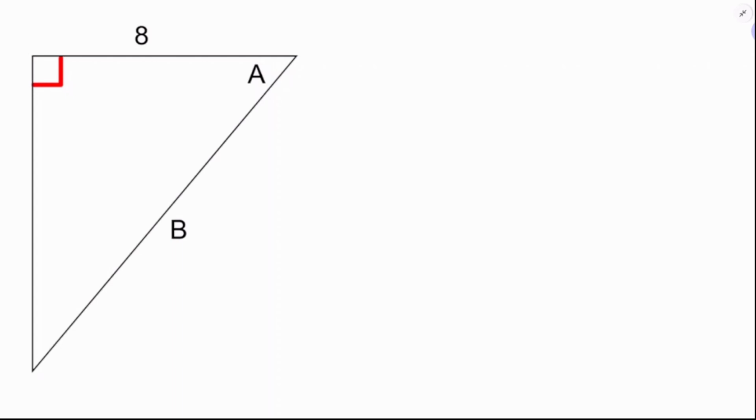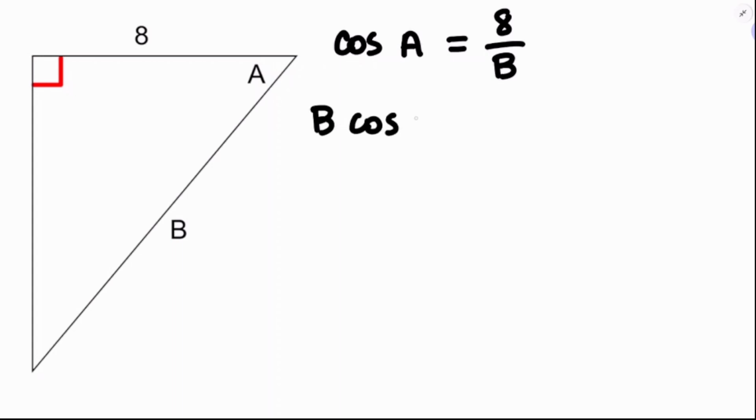So if I've got A and B and 8, this is going to be a cosine again. How's this one any different? It's not a half. Okay, that's too bad. Cosine of A equals 8 divided by B. So then, I'm going to say B cosine of A equals 8. I don't know what that was going to do. I guess I'm solving for B right now. So B equals 8 divided by cosine of A.